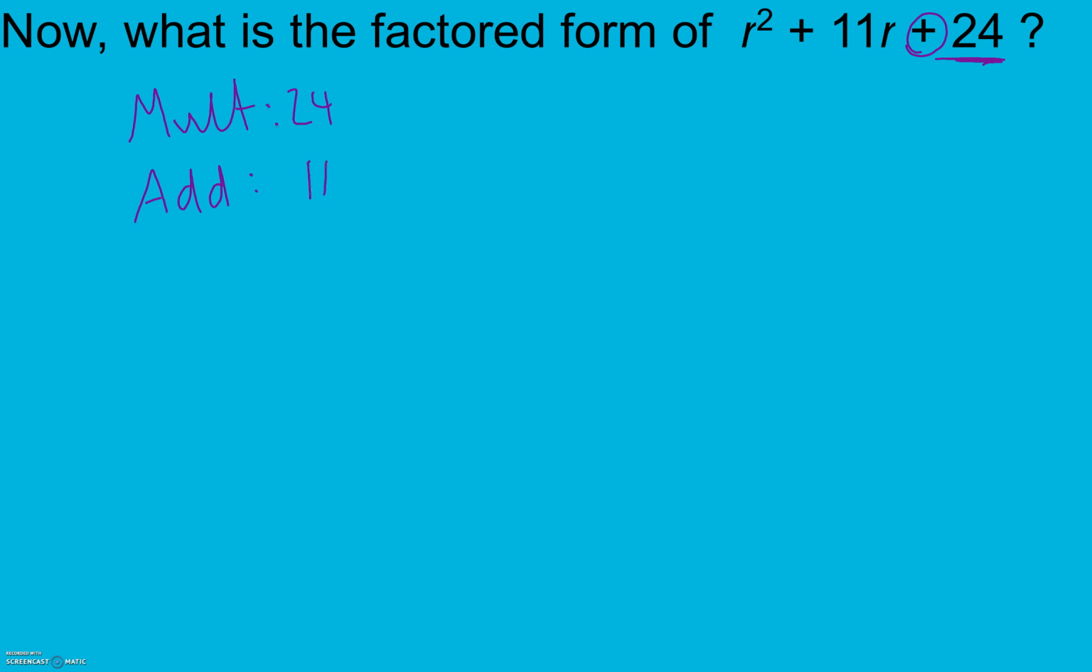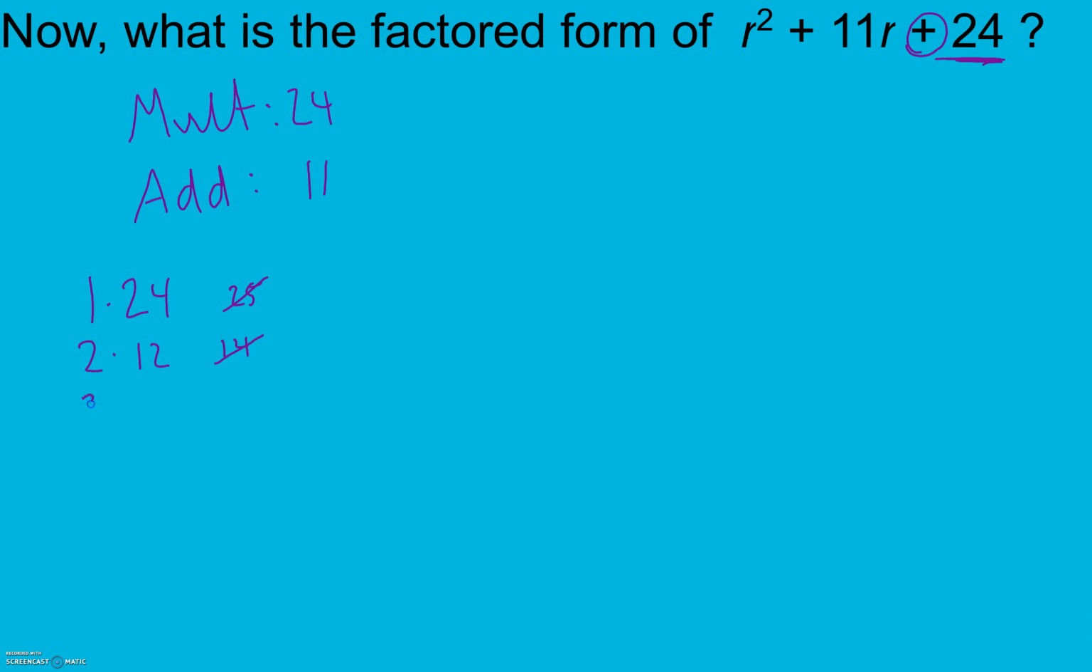So we check all of our options. 24 we can get to by 1 times 24. Adds to 25, that's not what we're looking for. We can try 2. 24 divided by 2 is 12. So 2 times 12 gets us to 24. When I add those up, I get 14. Again, not what I'm looking for.